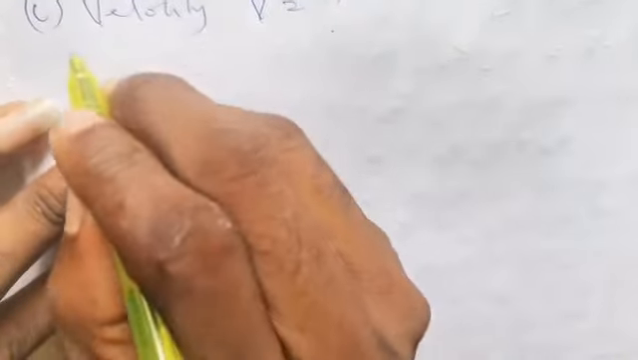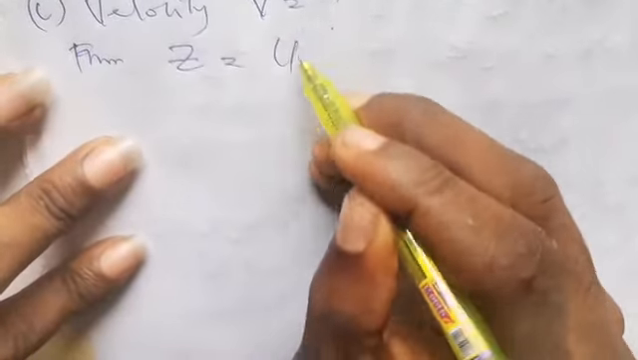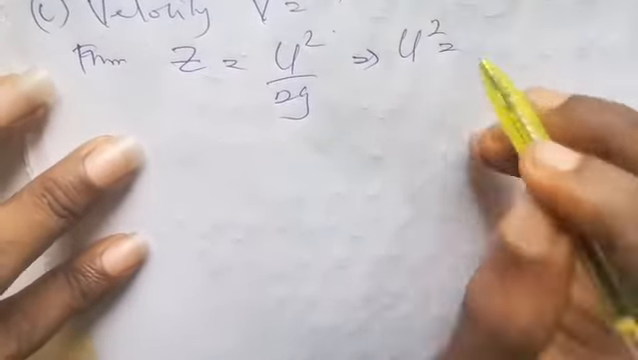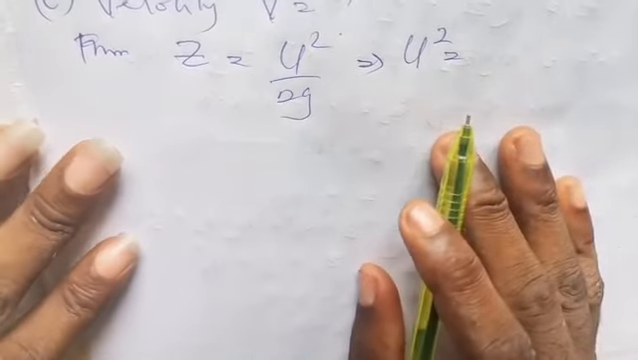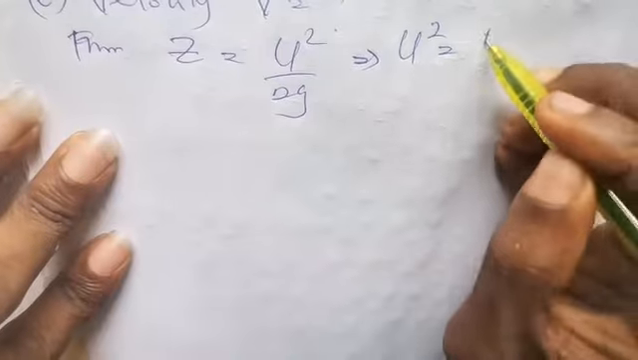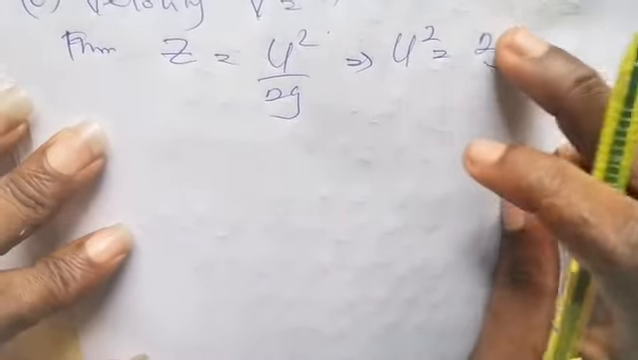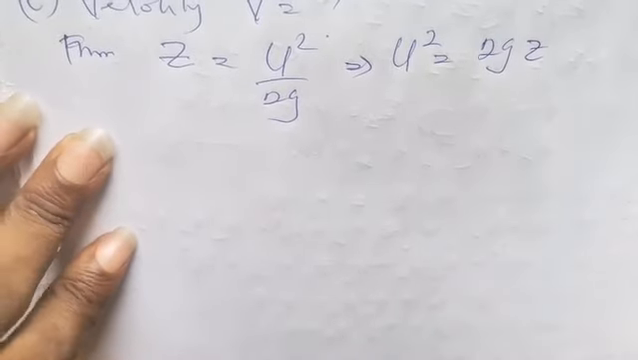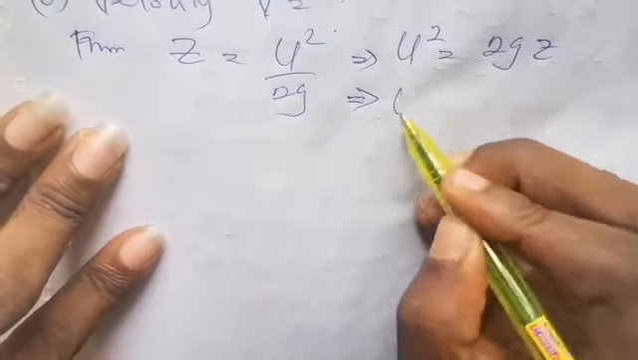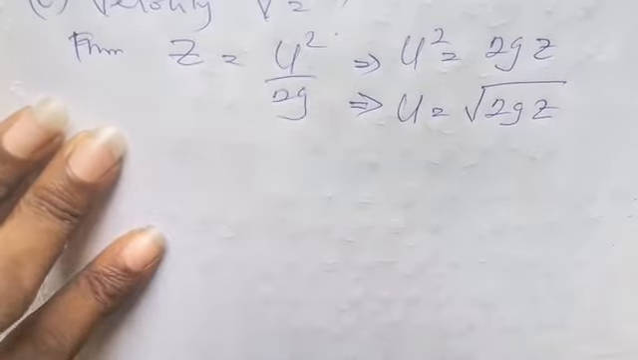Alright, so from Z equals U squared all over 2G, we can simply make U squared the subject, where U is the velocity. By cross multiplying, we simply have 2G Z for U squared. So from here you can make U the subject. U is now the square root of 2G Z. That becomes the velocity.